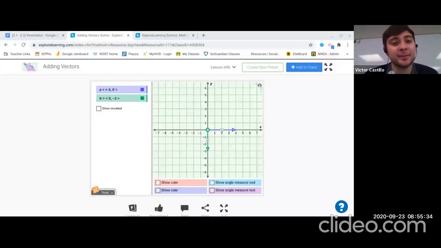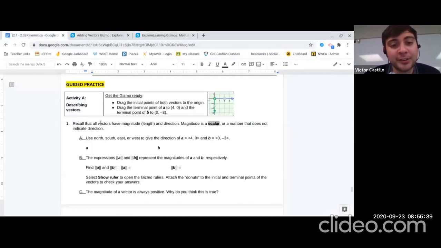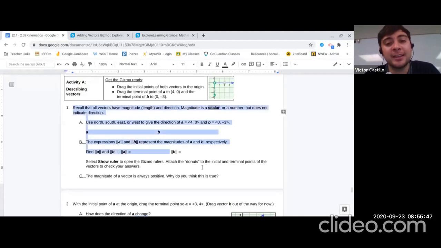Okay, awesome. So let's look at what the instruction says. It says, recall that all vectors have magnitude, length, and direction. I'm actually going to stop here real quick. I'm going to give you 3 minutes to work on that first question. You see the one that's highlighted? I'm going to give you 3 minutes to work on A, B, and C, okay? If you have any questions, please let me know.